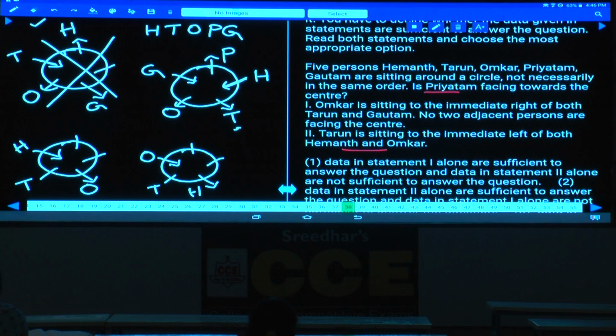And now what is the question here? Is Pritham facing towards the center? No, Pritham is facing away from the center. Are we getting the answer or not? What is the answer we are getting here? No, Pritham is not facing the center. Done? Hence, in order to identify this, both the statements are required, that is choice 5. And this is about question number 38.